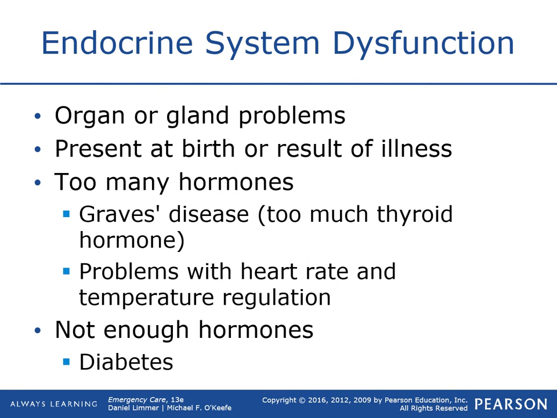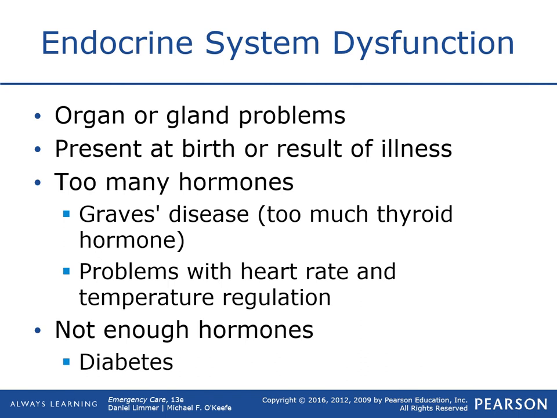So some dysfunction that we'll have with our endocrine system are organ or gland problems. A lot of these are present at birth, but some can be a result of illness. A great example is diabetes. Diabetes is the inability of the pancreas to produce enough insulin. And remember, insulin is what's needed for glucose to actually enter cells.